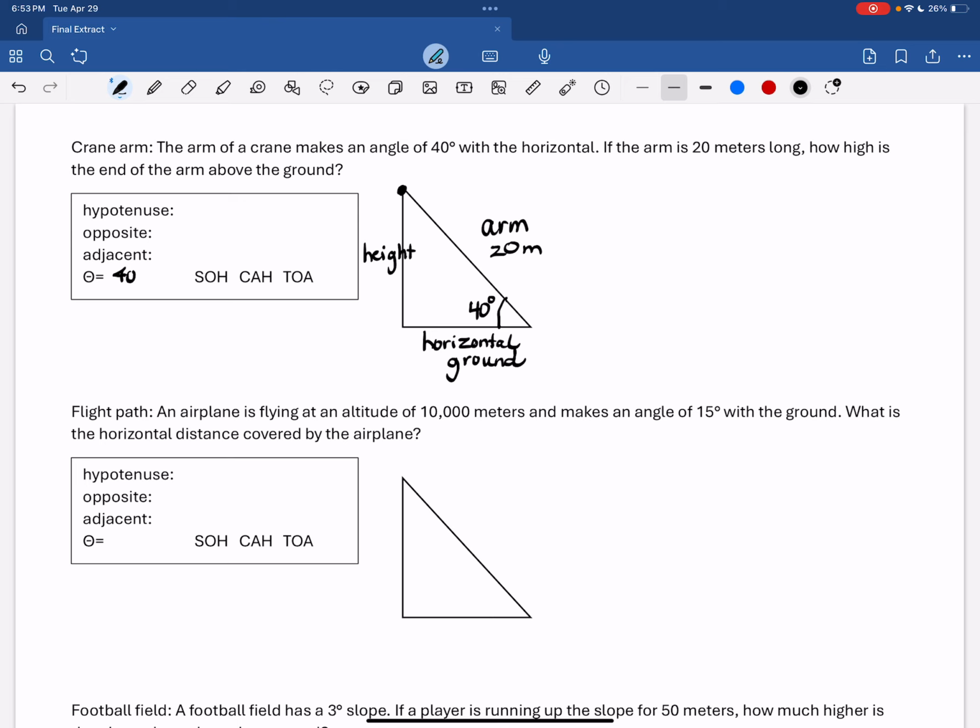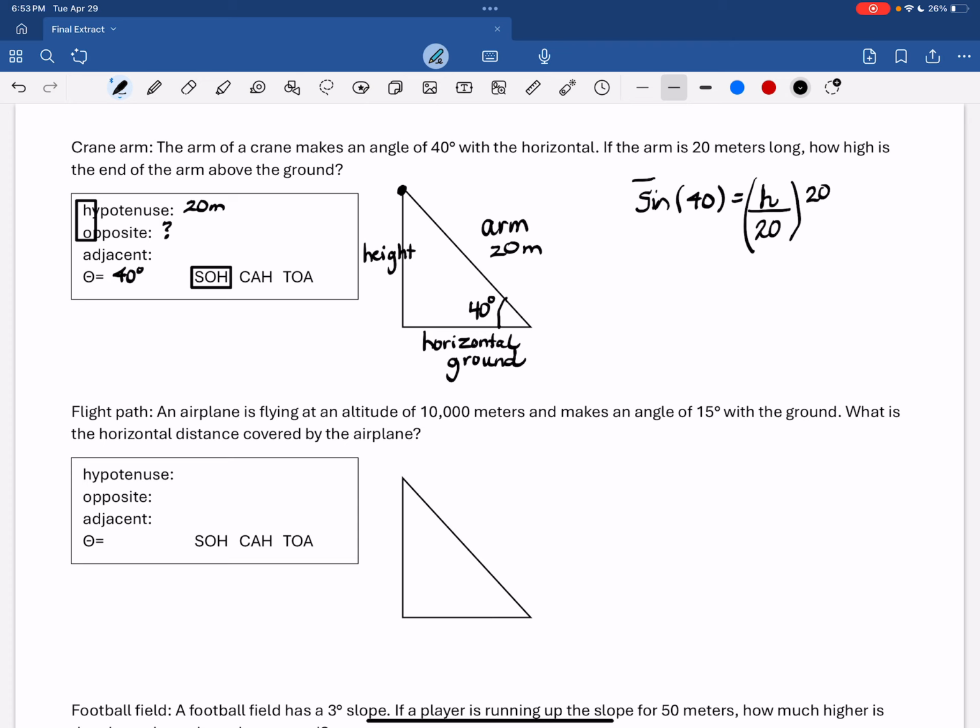So we know theta is 40 degrees. We know hypotenuse is 20 meters. And we want to know opposite. So we're looking for the ratio that uses H and O, and that's sine. So the sine of 40 is equal to opposite, which we don't know. I'm going to call that H for height, over hypotenuse, which is 20.